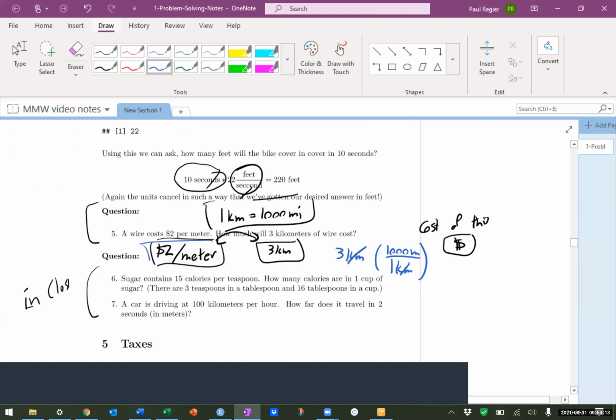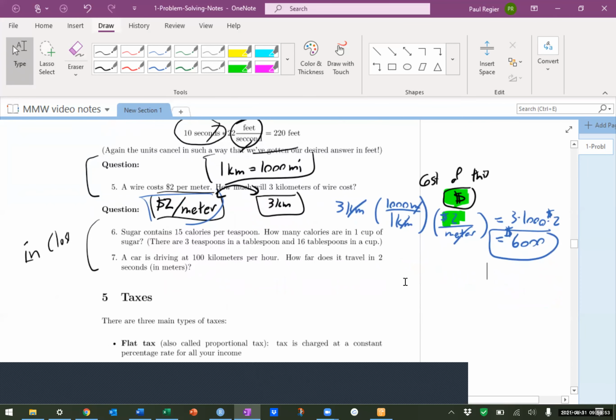And if I take this unit here, I'm going to pay $2 for each meter, so I can multiply by $2 per meter. And notice the meters then cancel, and I'm left with 3 times 1,000 times 2. And the only unit remaining is dollars. That's what we want. So we're paying $6,000 for 3 kilometers of wire. Okay, so there's some practice, some exposure. Take a break and solve the first question if you haven't, and we'll go on to taxes.